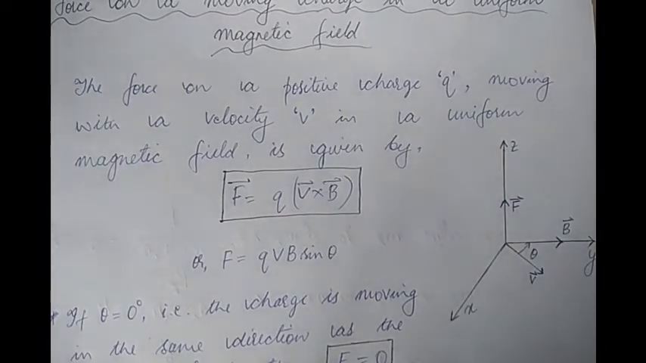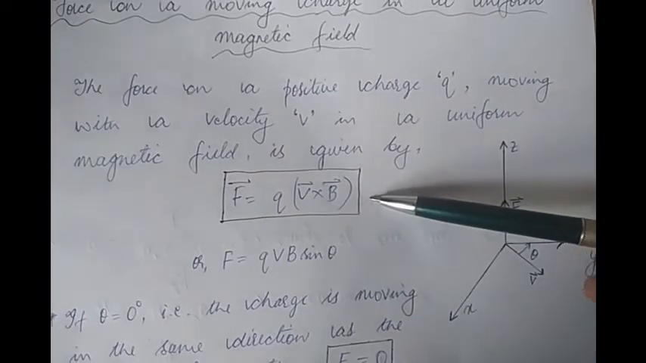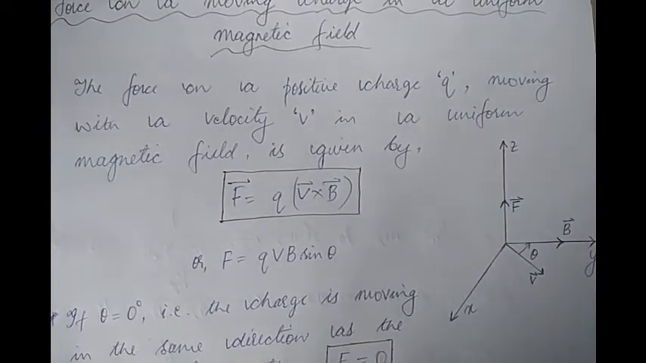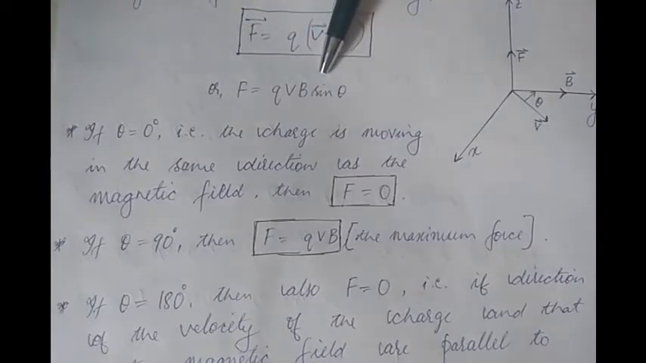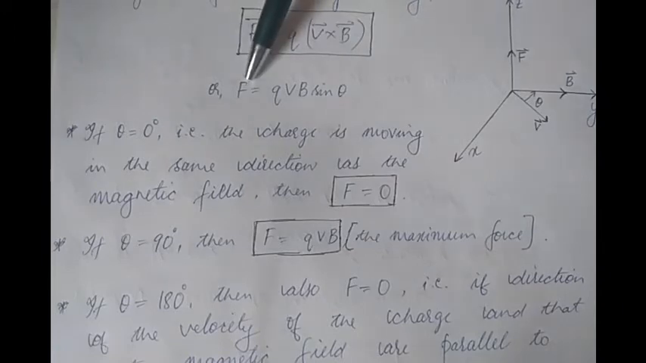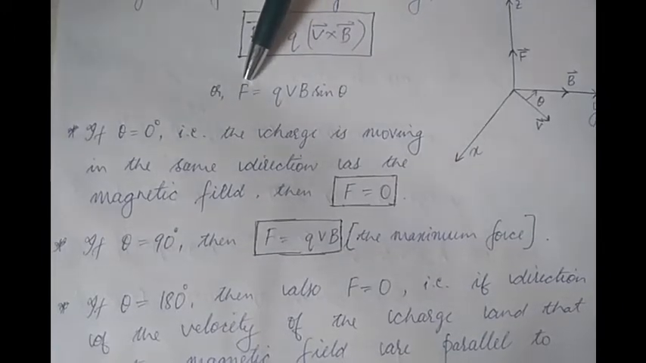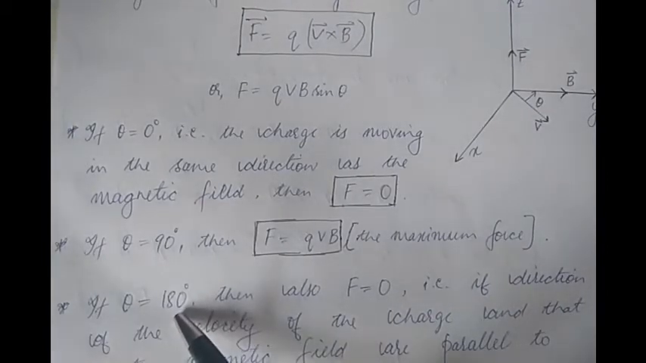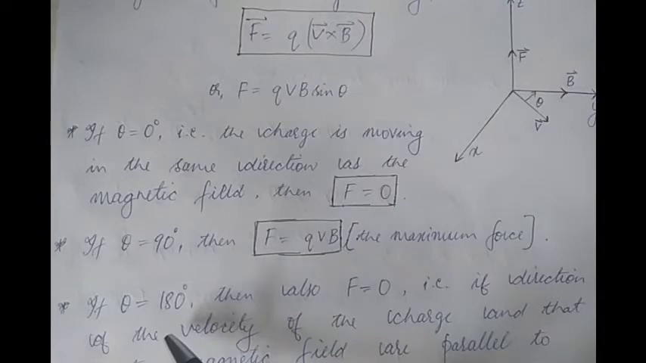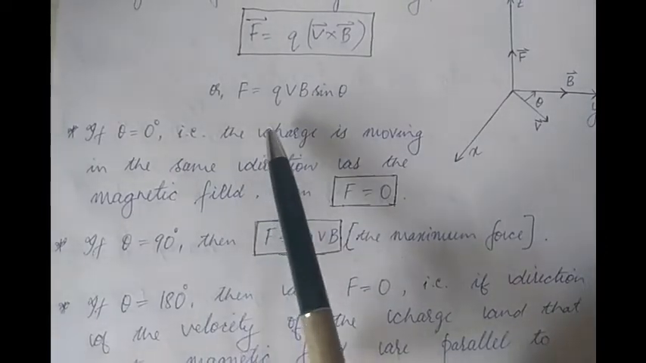So magnitude of force experienced by a moving charged particle in the magnetic field is given by this expression, and the direction of the force is given by the right-handed screw, don't forget. Now let us look at different cases. If theta is 0 degrees, then sine of 0 degrees becomes 0. So therefore, the force experienced by the charged particle becomes equal to 0. Not just that, if theta is 180 degrees, then also sine 180 being 0, the force experienced by the charged particle in this case also becomes equal to 0.